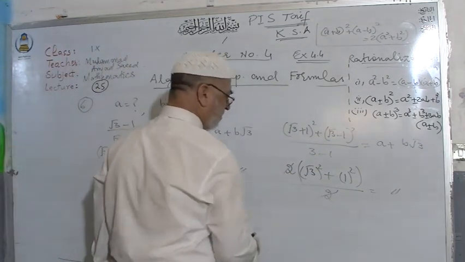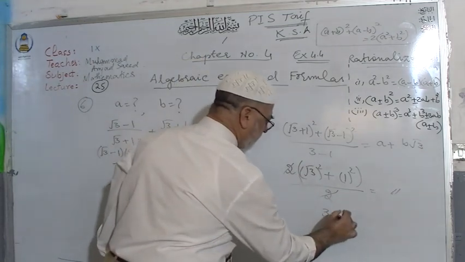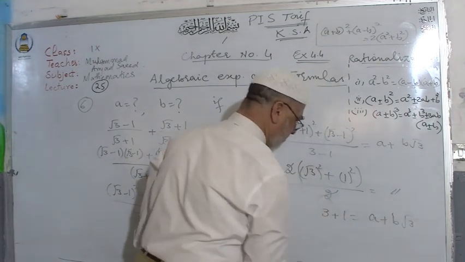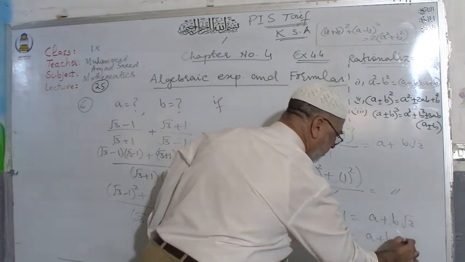2 cancelled out. Square and square root cancelled out. This will be 3 plus 1. A plus b into root 3. That will be equal to 4 is equal to a plus b into root 3.